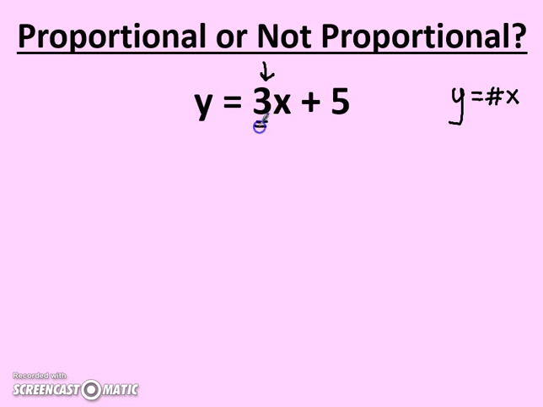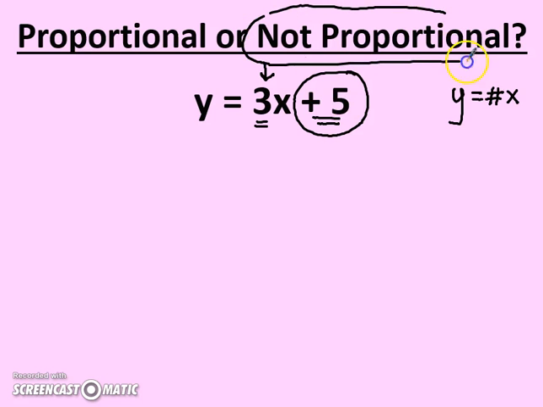Yes, so this number is our constant change. This relationship is going to constantly go up by 3. However, it doesn't meet the second requirement. It has addition, which means that it starts out with 5. So this example is not proportional because there is addition as part of the equation.